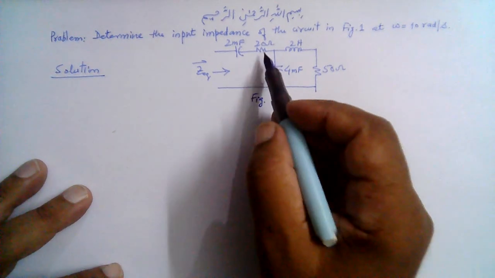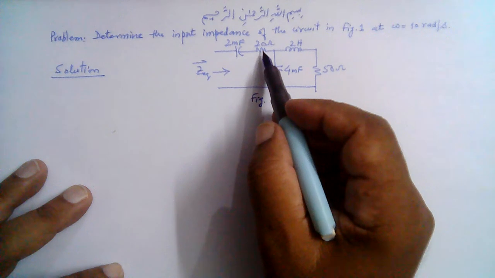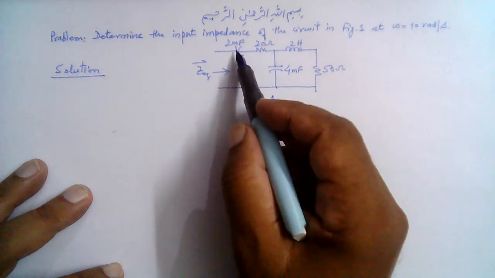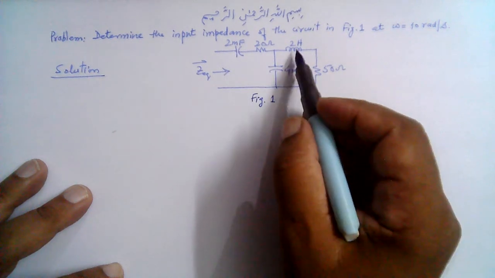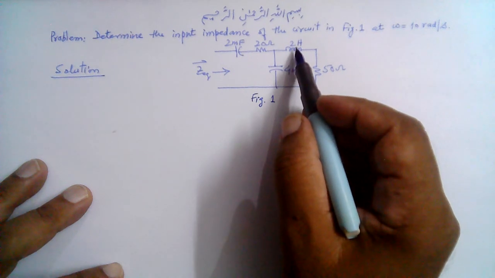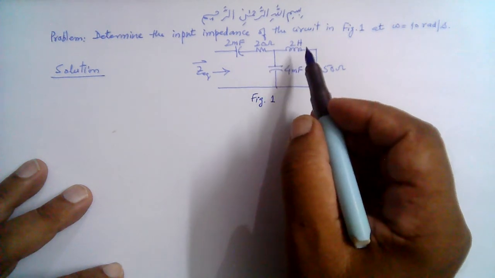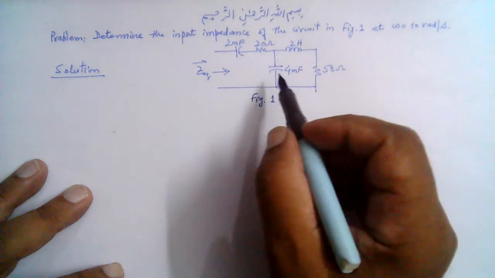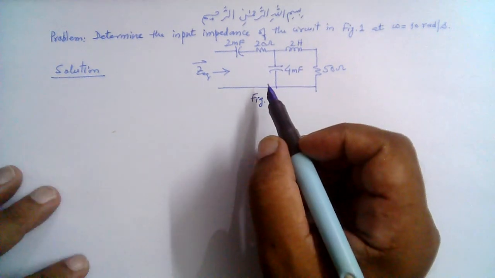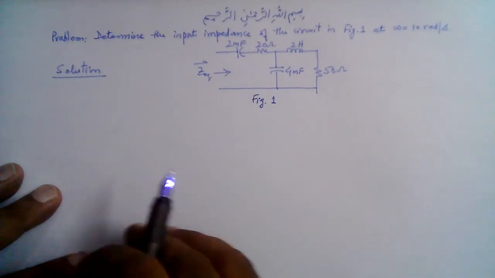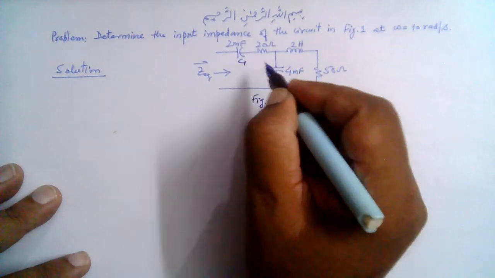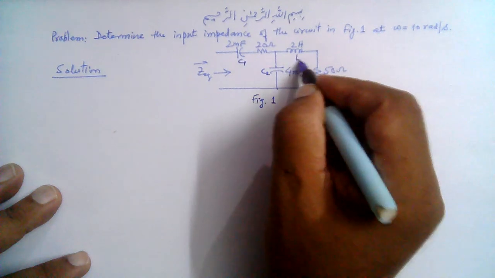So the resistive elements will remain the same. Resistances are insensitive to frequency omega, right? But these capacitors, the 2 millifarad and 4 millifarad capacitors, and this 2 Henry inductor, will be transformed into equivalent impedances in the phasor domain using this frequency. Capacitors and inductors are sensitive to frequency and have an impedance in the phasor domain. So let's call this capacitor C1, this C2, and this inductor L.